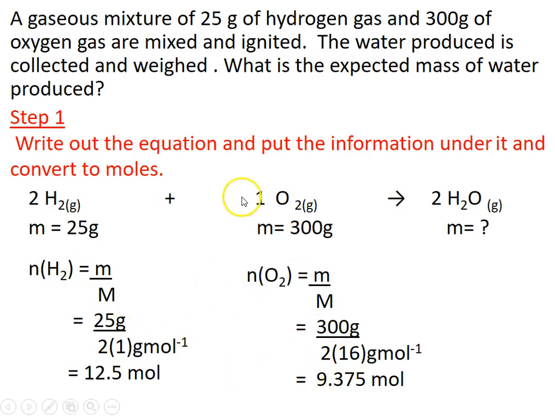So now, originally it was looking like the hydrogen was the limiting factor because we have a smaller number. Now, because we've turned them into groups, it's looking like the oxygen is the limiting factor.